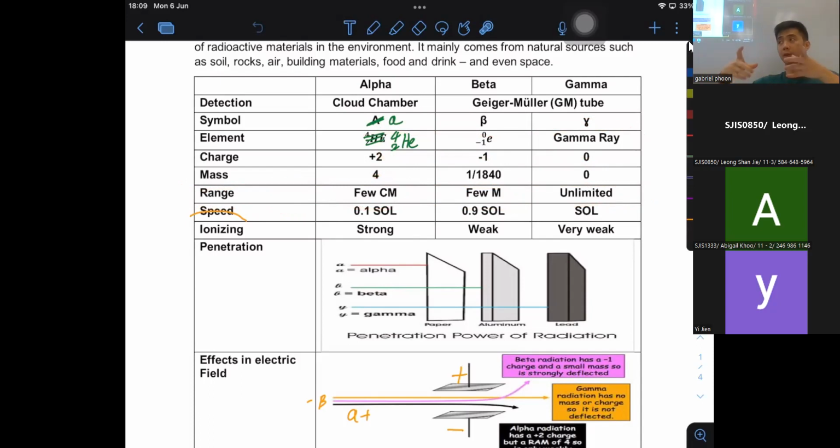That's why, if you remember the video from the Petri dish, the alpha can only travel a few cm away. Whereas beta can travel a few meters away. Gamma is unlimited. It's like light, right? It can travel through space, vacuum, at the speed of light. So speed-wise, alpha is obviously the slowest, because of its mass. Then gamma is obviously the fastest.